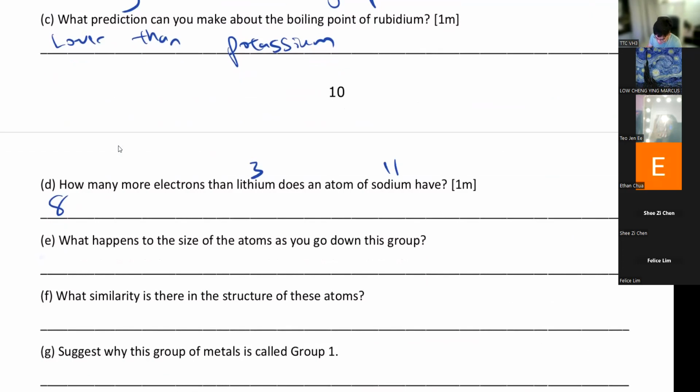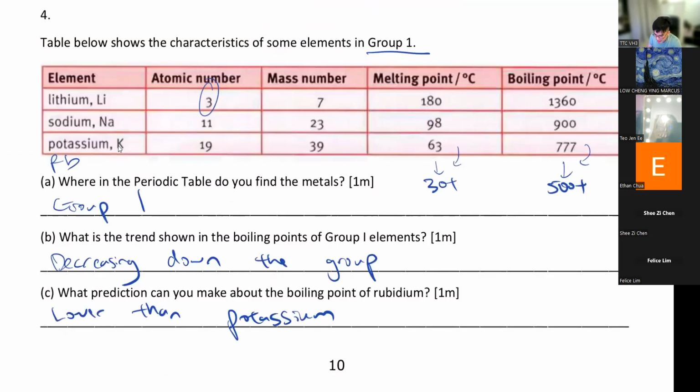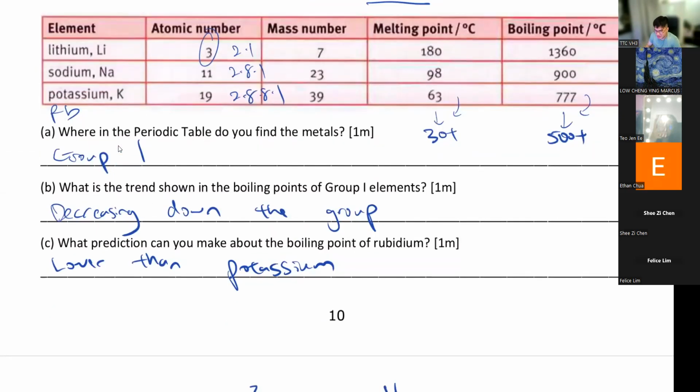So E, what happens to the size of the atom as it goes down? They increase. All right, they have more electrons as you go. This is 2.1, 2.8.1, 2.8.8.1. You see, I add one more shell as I go down. Of course, they become bigger.